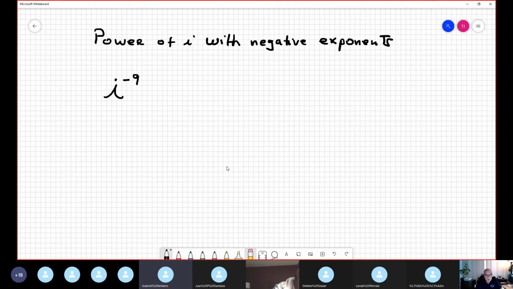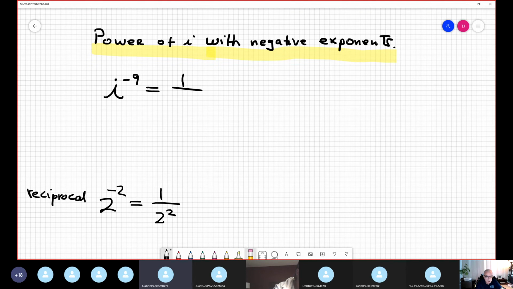Then let me ask you, by curiosity, do you remember what negative exponent means in algebra? Suppose you have 2 to the negative 2. What the hell is that? Negative exponent is the reciprocal. It's 1 over 2 to the second power. Reciprocal means flip it, no? It's exactly the same here. It's 1 over i to the 9. And that's it? No, of course not.